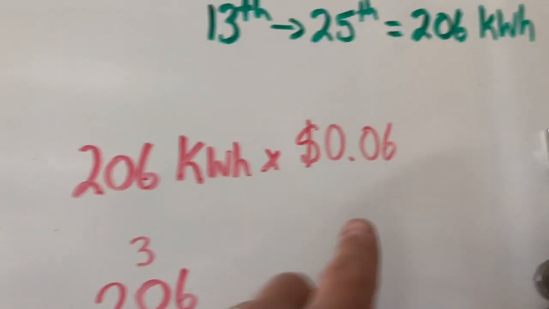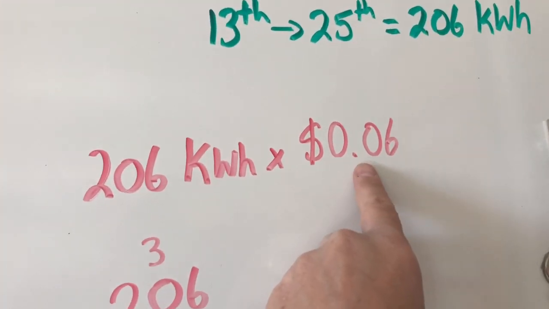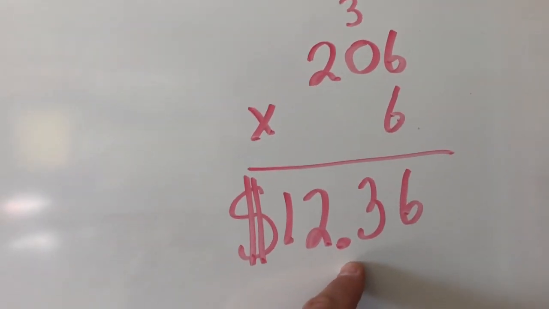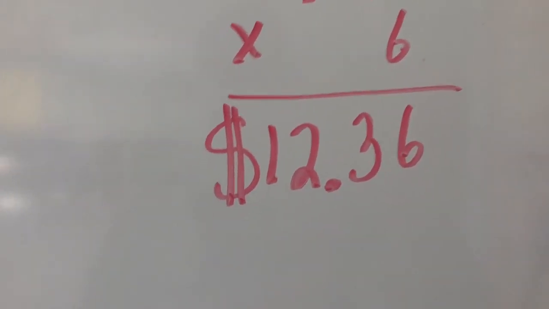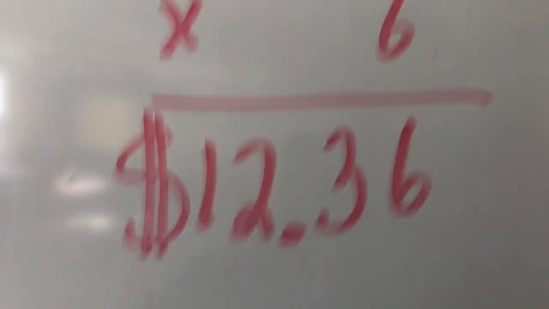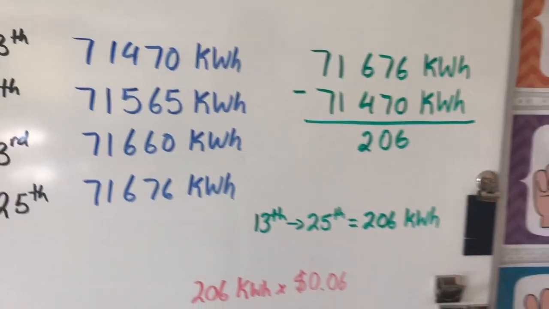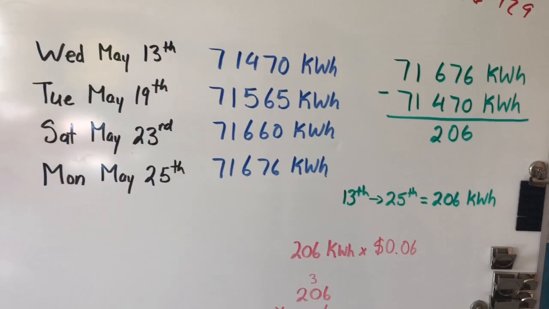Now I was dealing with 2 decimal places here, so I put a decimal point. So I've used $12.36 worth of power in 12 days. So I'm using about $1 a day in power.